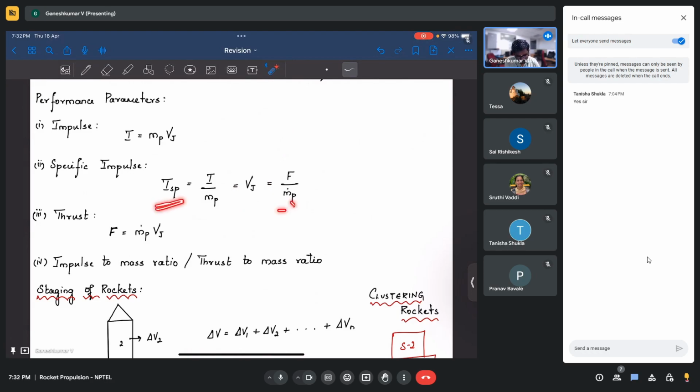Specific impulse is going to be nothing but the thrust divided by the mass flow rate of the propellant. Okay, it is kind of like a mileage. Same as mileage for your car, this is kind of like a mileage for your rocket.